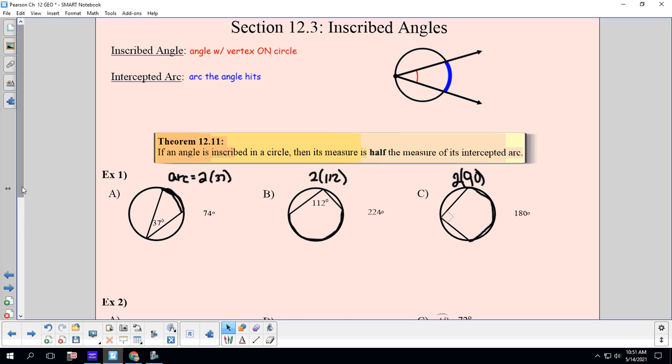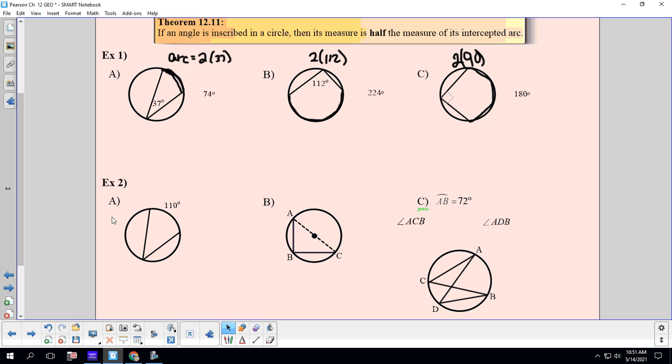All right, let's do that process backwards. Let's use the arc, cut it in half to find the inscribed angle. So if this arc is 110, we're going to cut that in half and go 110 divided by 2, which means our inscribed angle is 55 degrees.